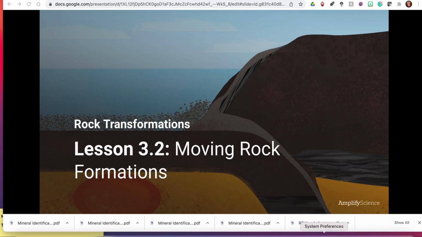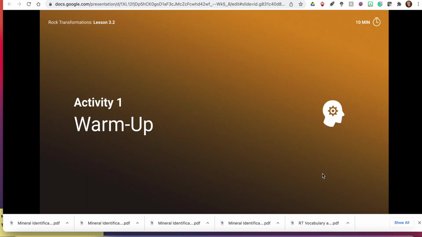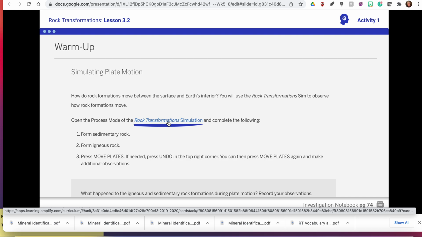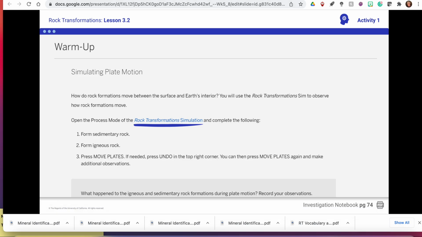All right, so this first activity is the warm-up. We're going to go into the simulation, and we're going to do two things. First of all, I want you to create sedimentary and igneous rock. And then it says press move plates, and if needed, press undo at the top right corner. You can then press move plates again and make additional observations. Okay, so let me show you what I mean.